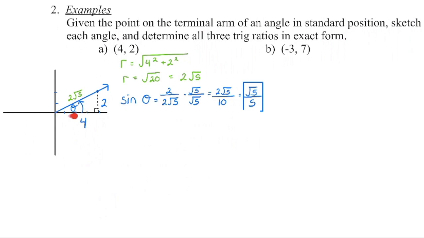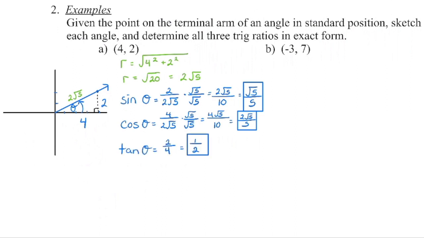Now we've got adjacent over hypotenuse. So we have 4 over 2 times the square root of 5, and again, we're going to rationalize that denominator. This will simplify down to 2 times the square root of 5 over 5. Tangent of this angle is opposite over adjacent, so 2 over 4 will reduce to 1/2. And we now have the 3 primary trig ratios in exact form.